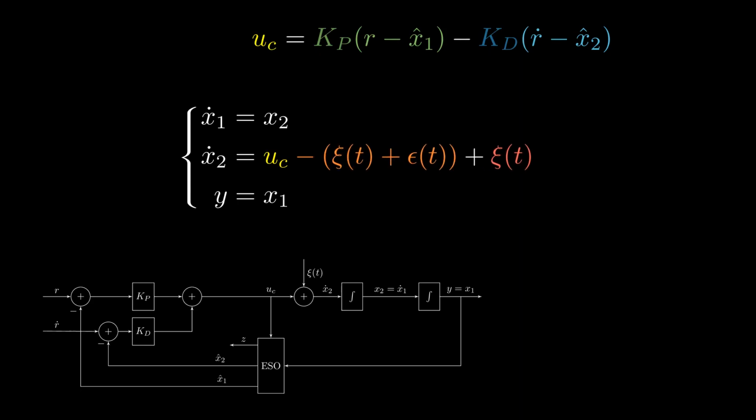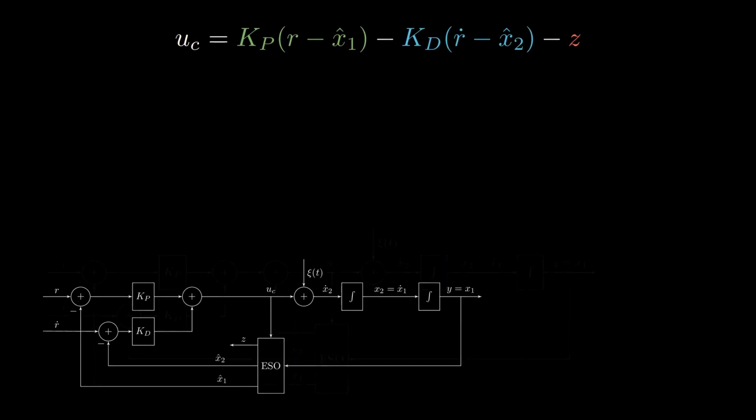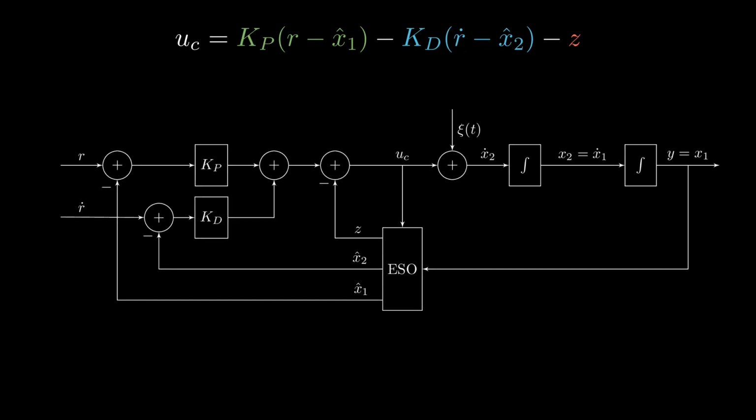Z tracks the disturbance, so we can say that it is equal to the disturbance plus estimation error epsilon of t. Now we can see that the disturbance has been reduced to a, hopefully, small estimation error. This is the essence of active disturbance rejection control. Let's then update the control law to include subtracting the disturbance estimate.